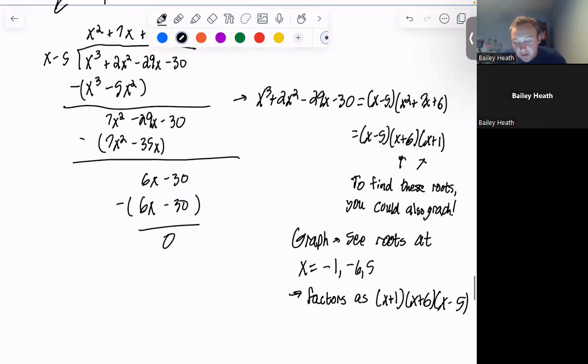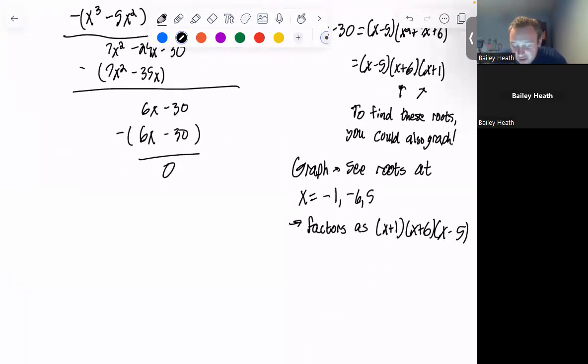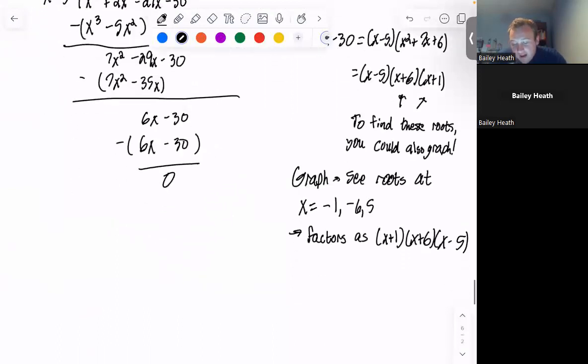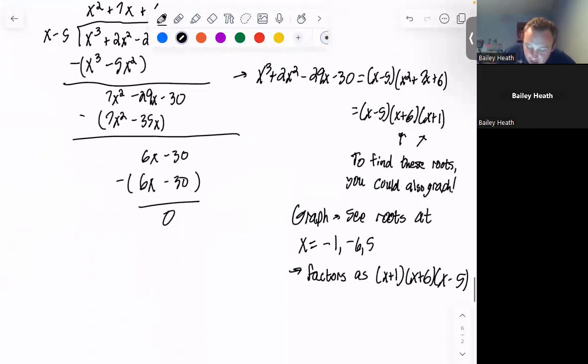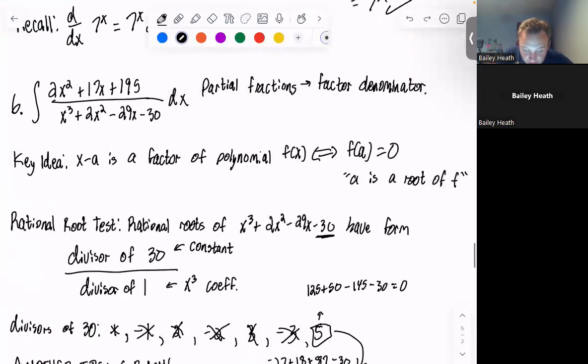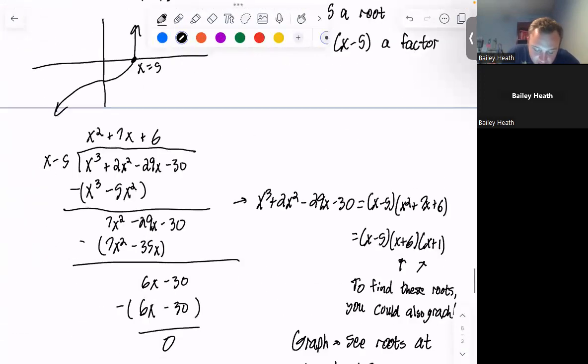Because this is a cubic polynomial, it can only have 3 roots, and so it can only factor into 3 terms like this, and so that's what we get. In any case, however you do it, we have our factorization of the denominator. So we're not quite done yet. We're just getting started still, but that is our factorization. Now, what do we get? So now we're on to our partial fractions.